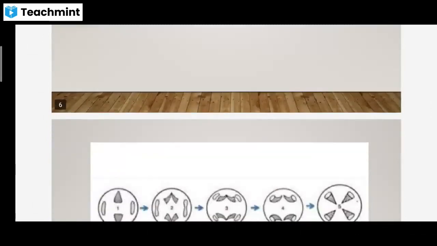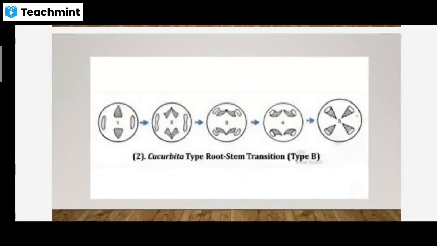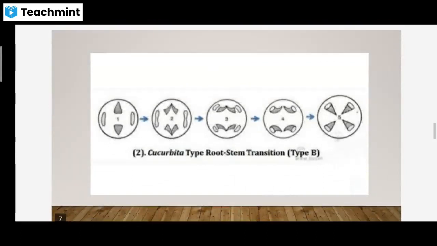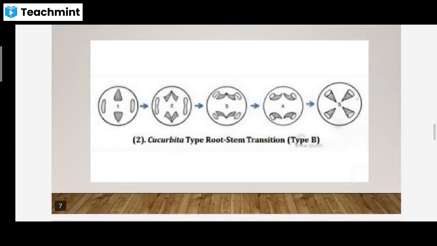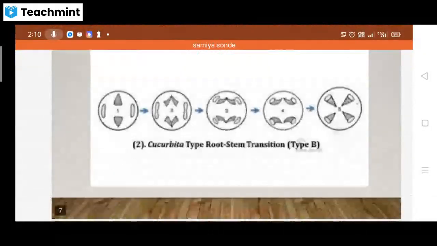In Cucurbita, both the xylem and phloem strands divide into two strands. Each xylem strand swings in the Fumaria type and joins with a strand of phloem. Phloem does not change its orientation, but the xylem becomes inverted. Type C.